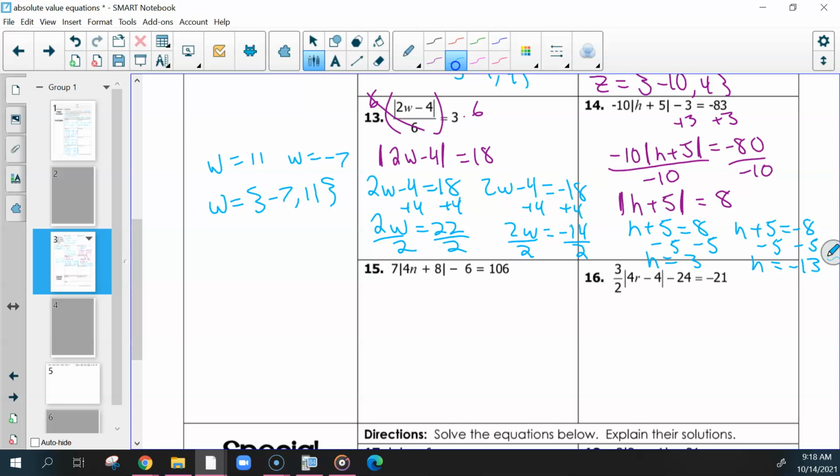And -15. What else is there? Does it matter in the solution set which number you write first? Whichever one is the lowest. Always write it least to greatest.